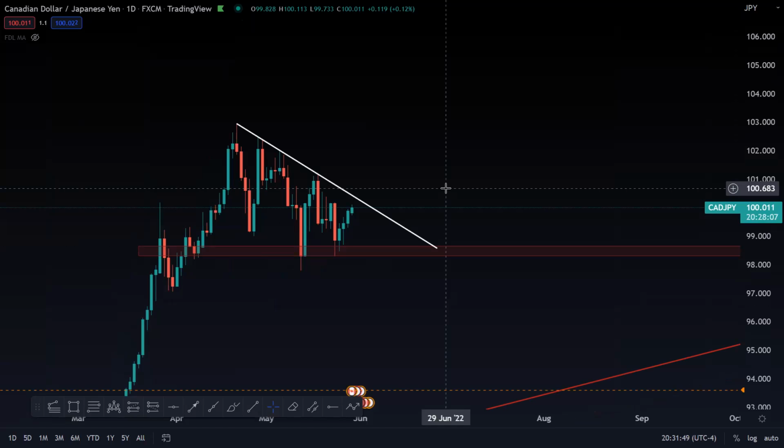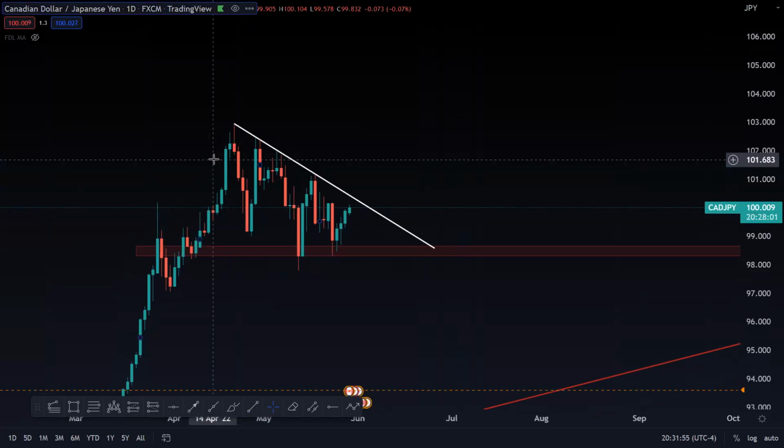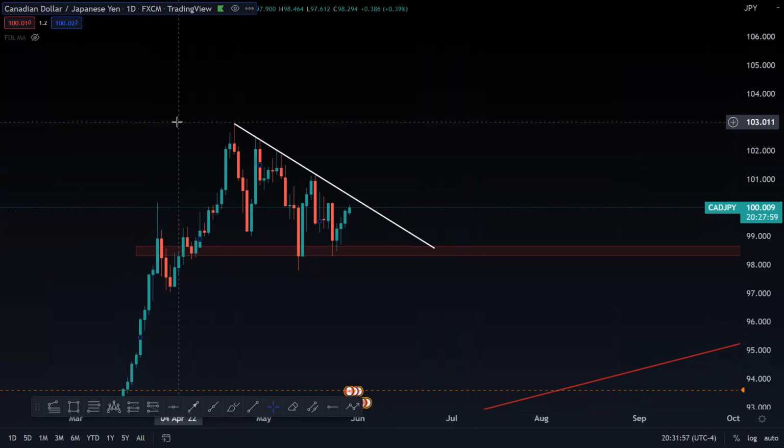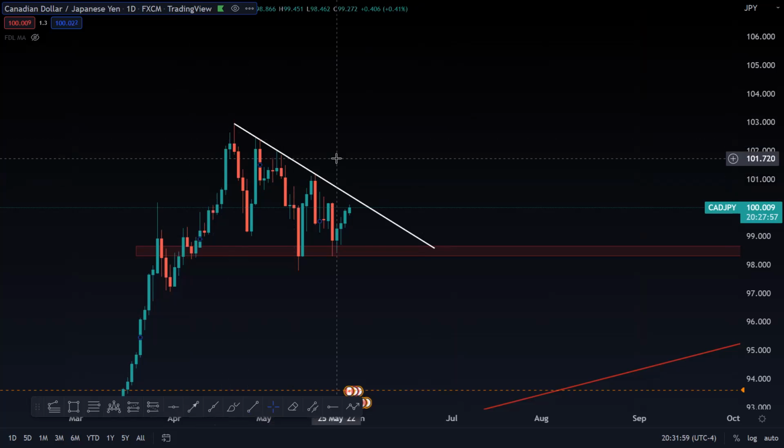The market is now open. I'm just going to give you my thoughts on the pairs that I prepared. I'm going to start with Canadian dollar and Japanese yen, or CADJPY.